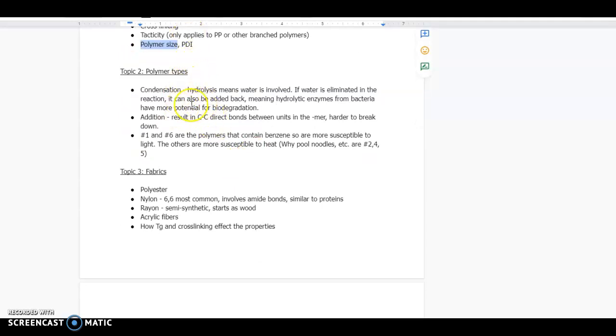We also spent a lot of time talking about condensation and addition. Condensation usually involves water and hydrolysis. And you can recognize that from water coming off during the synthesis. If a water comes off, it can go back on. So we talked about a few different fabrics below. We also talked about addition. That usually involves a direct CC bond. This is true in things like polyethylene.